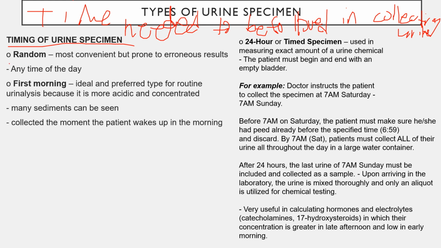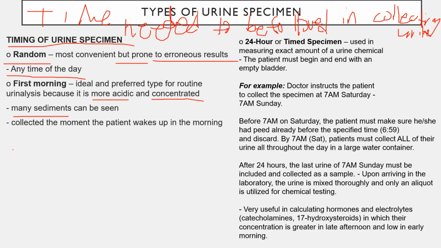So the most common one is the random urine sample. This is the most convenient, but the problem with a random urine sample is it is prone to erroneous results. It is usually collected at any time of the day. Then we have the first morning. The first morning is the ideal and preferred type for routine urinalysis because it is more acidic and concentrated. There's a high chance that you can see many sediments, collected the moment the patient wakes up in the morning.